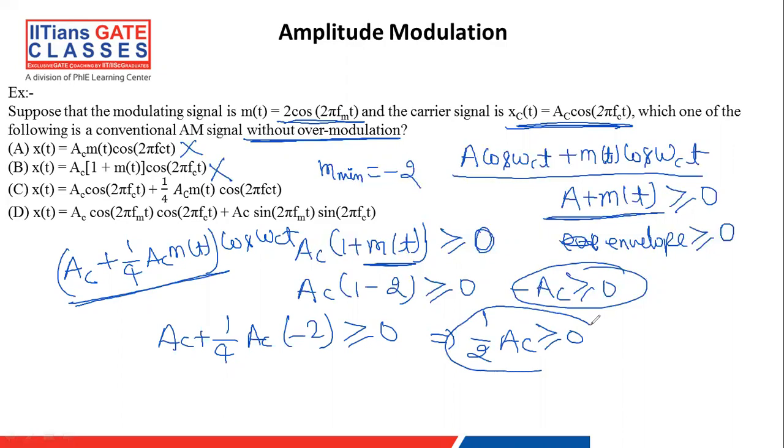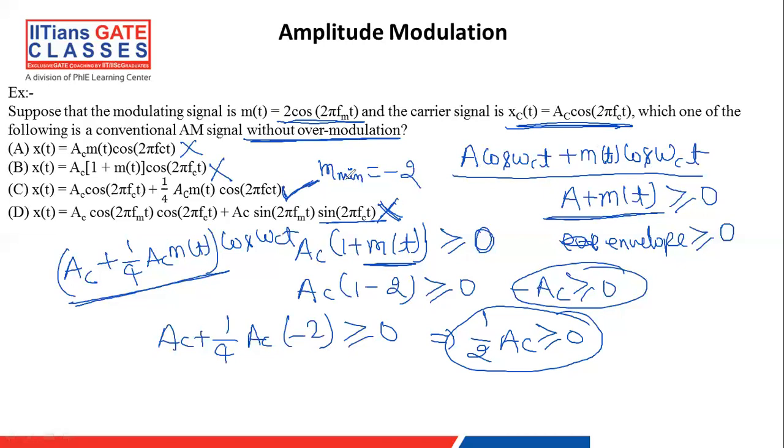See, this is always greater than or equal to 0, right? So it means this is in the same form, and it is also following that the envelope of a signal is greater than or equal to 0. This is the correct answer. And if you see this last one, this is not in this form. It is sine 2 pi fmt plus sine 2 pi fct, and we don't have any term of amplitude modulation. So this is not an AM signal. So the correct answer is this one.